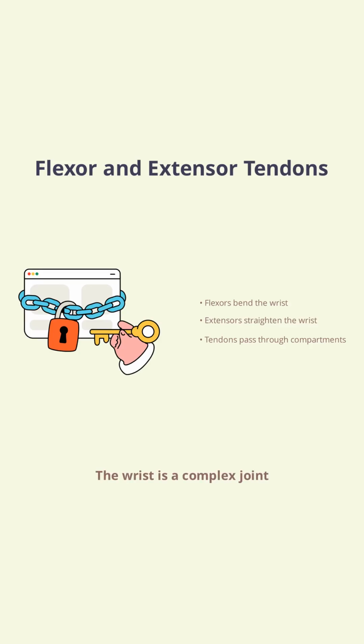The wrist is a complex joint, home to two main groups of tendons, flexors and extensors. Flexor tendons help bend your wrist and fingers, while extensor tendons straighten them. These tendons pass through tight tunnels and compartments, making them vulnerable to injury and inflammation. The balance between these groups allows for the intricate movements our hands perform daily. Knowing the difference between flexors and extensors is the first step in understanding wrist function and the potential for tendon disorders.